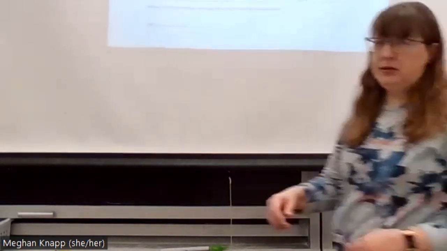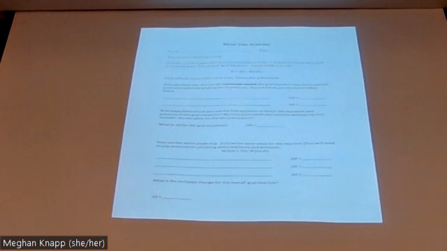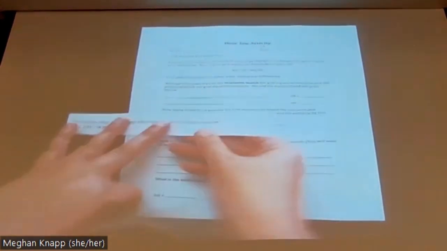Okay, so it says we're gonna start with the red paper clip. Tilt this up. And you should have 3 slips of paper in that one. So there are 2 steps, and then there's one that says calculate the overall enthalpy of change. Okay, so we're gonna start with that one.